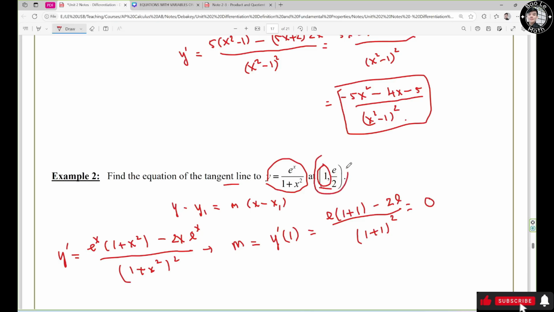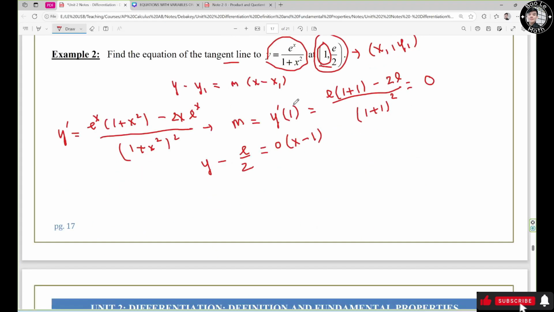Now this point right here is actually s1, y1. So the equation is given by y minus y1, which means y minus e over 2, equals 0 times s minus s1, which means s minus 1. So 0 times this equals 0, so the equation should be y equals e over 2.